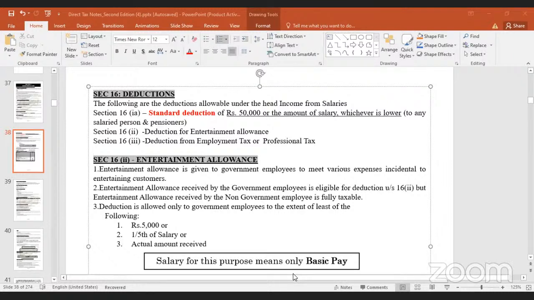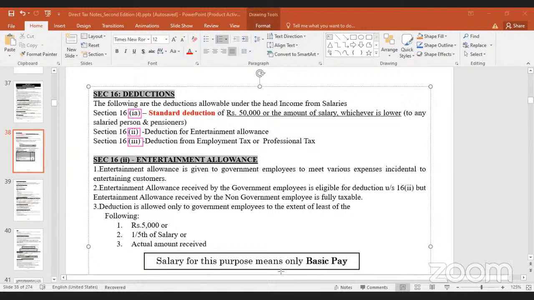Three clauses are involved in this: section 16 clause 1A, clause 2 and clause 3. Section 16 1A is a standard deduction. A standard deduction of 50,000 or the amount of salary, whichever is lower.